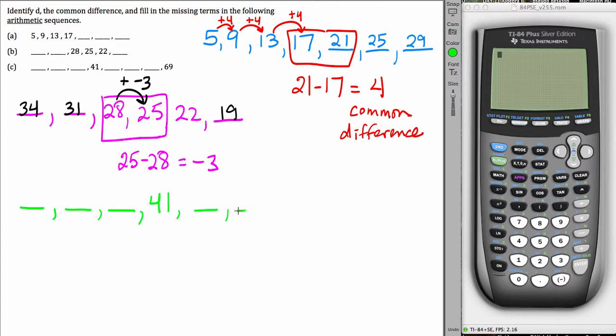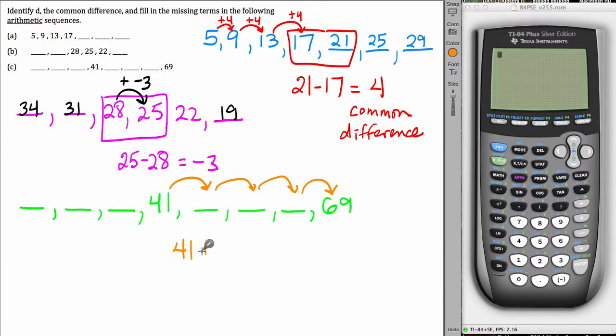Okay, now moving on to C, the sequence is blank, blank, blank, 41, blank, blank, blank, 69. Now in the last problem, the common difference was -3. In this problem, it's a little bit harder. We'd be adding the common difference once to get the first blank in the gap between 41 and 69, 2 times, 3 times, we'd be adding the common difference 4 times to get to 69. So we can proceed by figuring out the common difference.